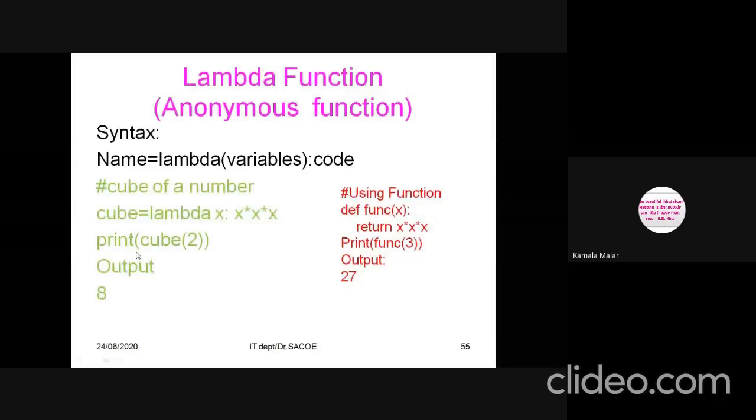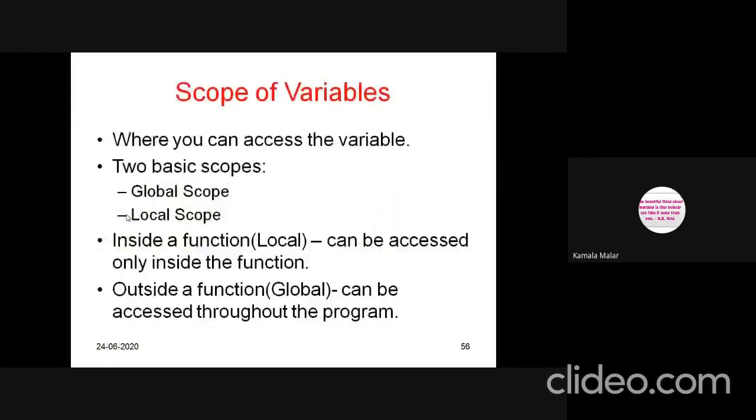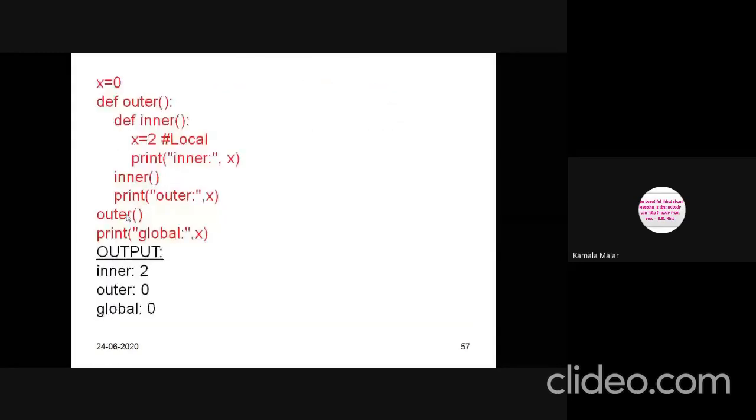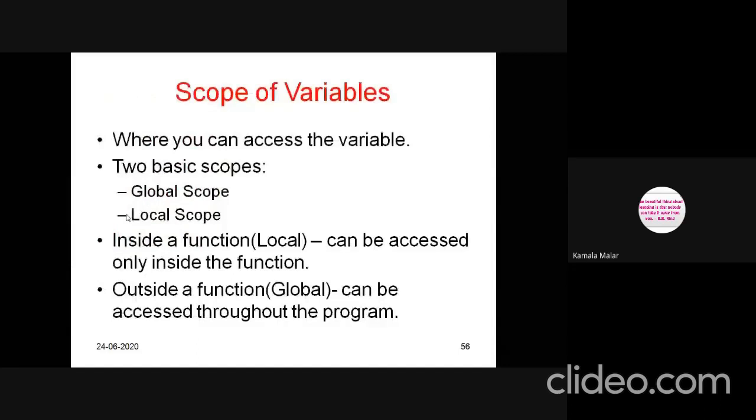How do you call the lambda function? Just the variable followed by the value. Automatically the calculation will be done and the result will be assigned to the name on the left side. Last one is scope of the variable. Scope of the variable means normally a variable can be of local scope or global scope.